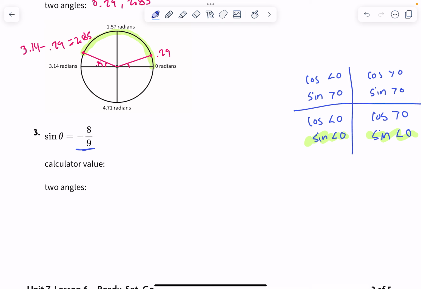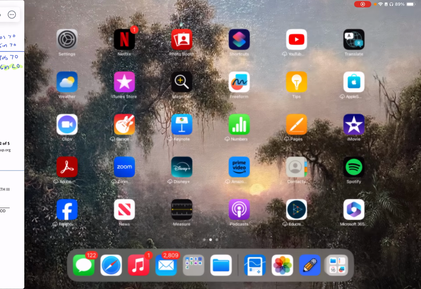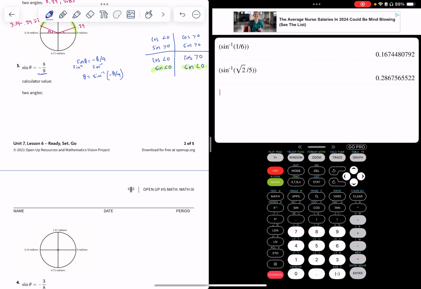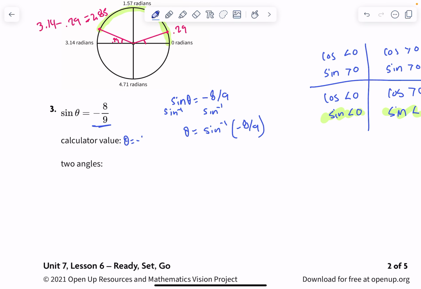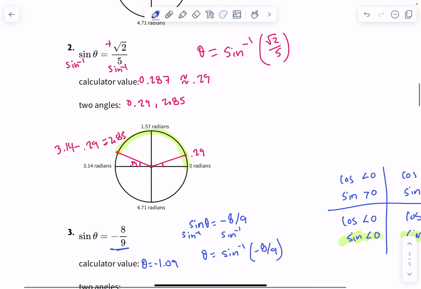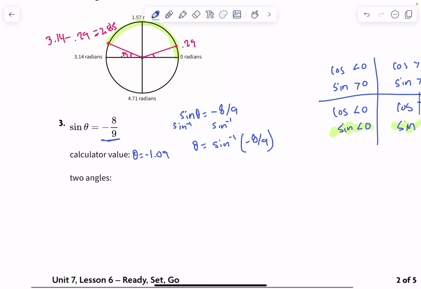So again, we're going to solve this the exact same way. So sine of theta is negative 8/9. I'm going to do sine inverse on both sides. And theta is equal to sine inverse of negative 8/9. Okay, and we're going to plug that into our calculator just the way we see it. Sine inverse of negative 8/9. And then what do we get? We get negative 1.09. So this is negative 1.09. Okay, so that's exactly what it is.